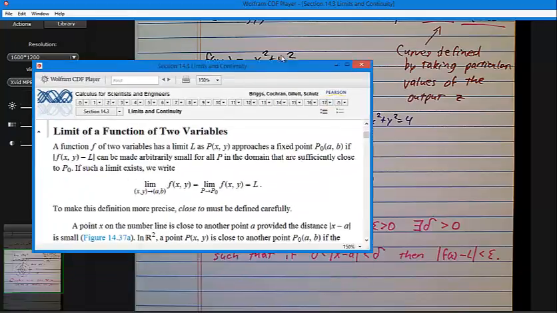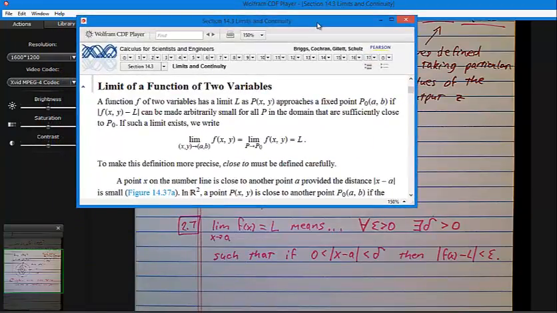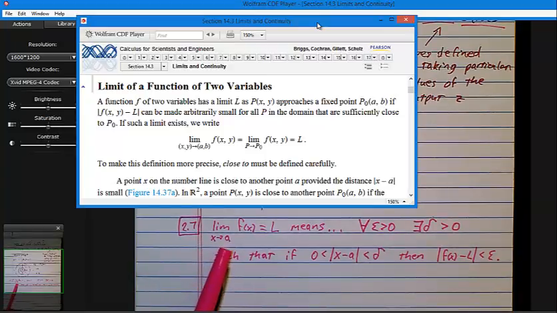First thing you notice, in Calc 1, we had x approaching a, right? Because x was the input. But what do you notice about their definition? They have the limit as x and y are approaching some point, right? A and b. You guys see that? So that's one major difference, is that in Calc 1, we talked about the inputs getting close to some number a. And in Calc 2, it's x and y are getting close to a and b, let's say.